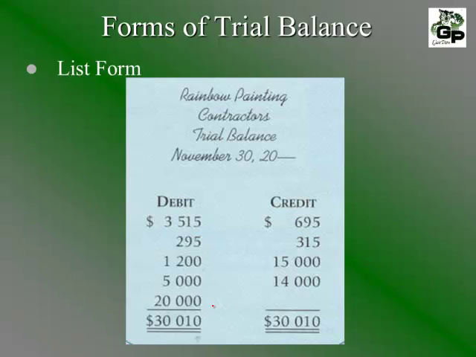Another type is the list form. This is where there is simply a list of debits on one side, credits on the other side, and we have a total, and if the total is equal for the debits and for the credits, we're satisfied.